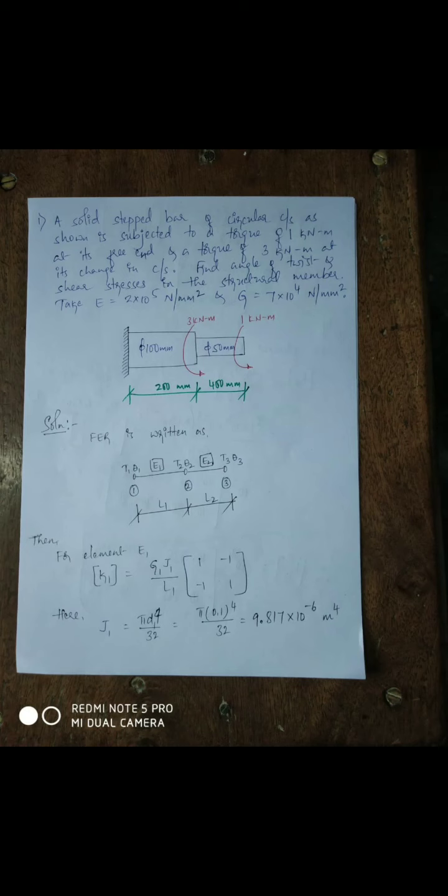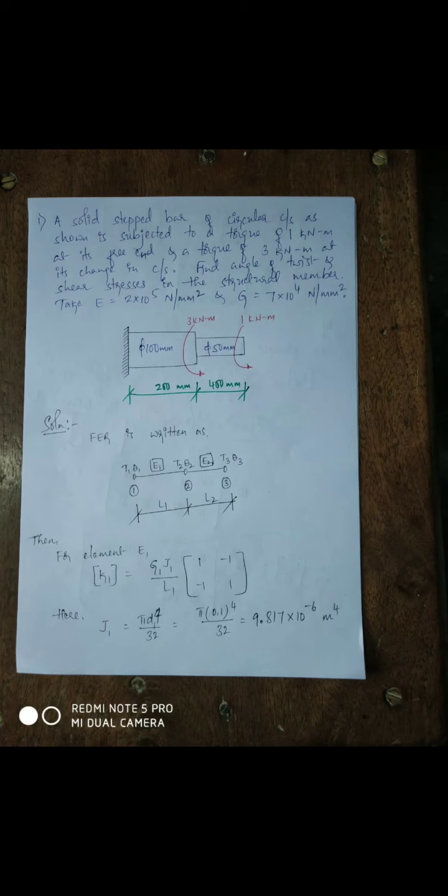After writing down FER, we are going to write down the individual element stiffness matrix corresponding to the two elements E1 and E2. From the formula sheet, we know that for element E1, the individual element stiffness matrix is calculated by using the formula small k1 equals G1 J1 by L1 times the matrix [1 -1; -1 1].